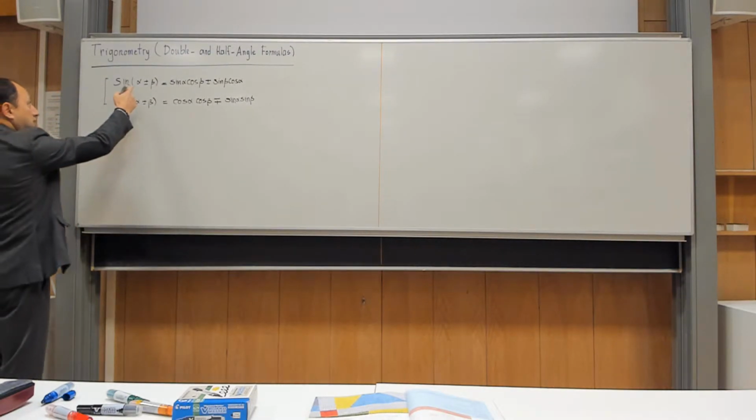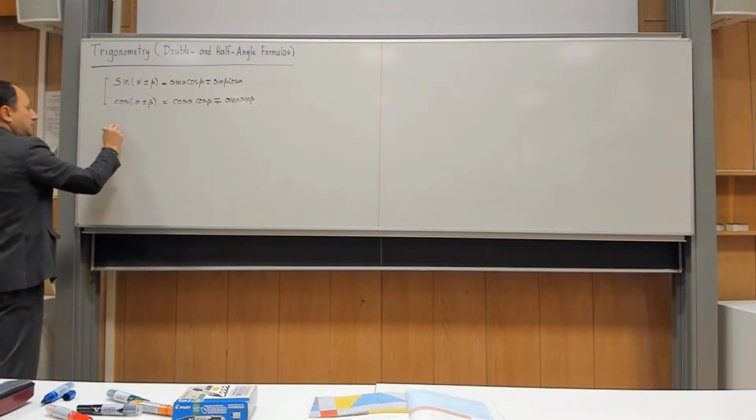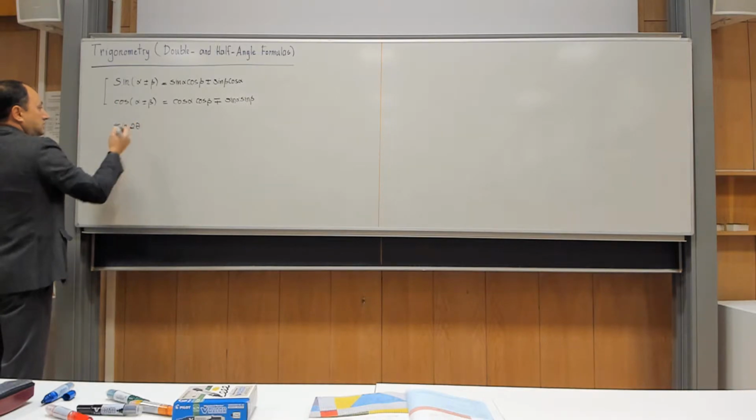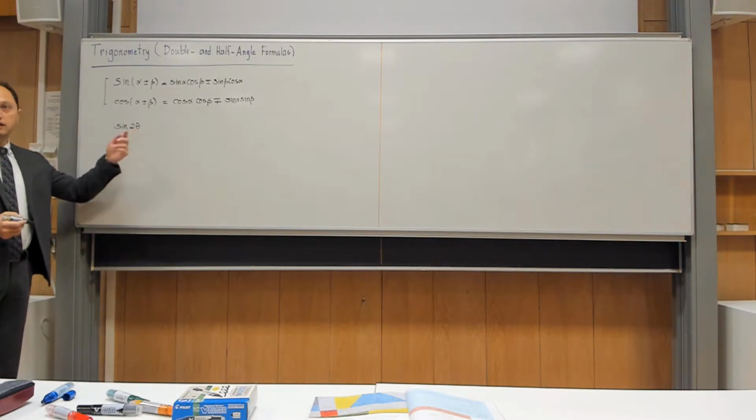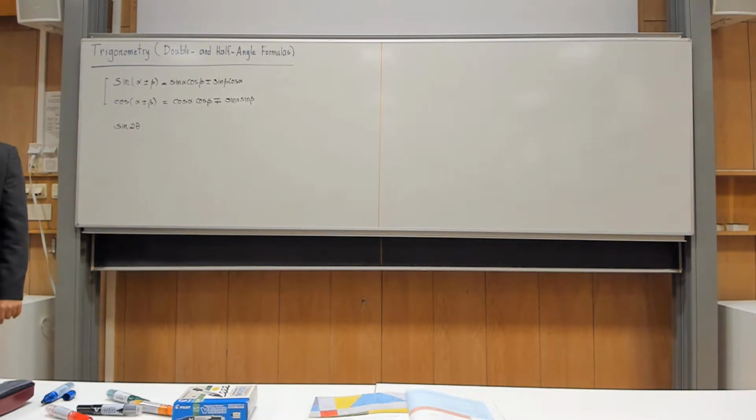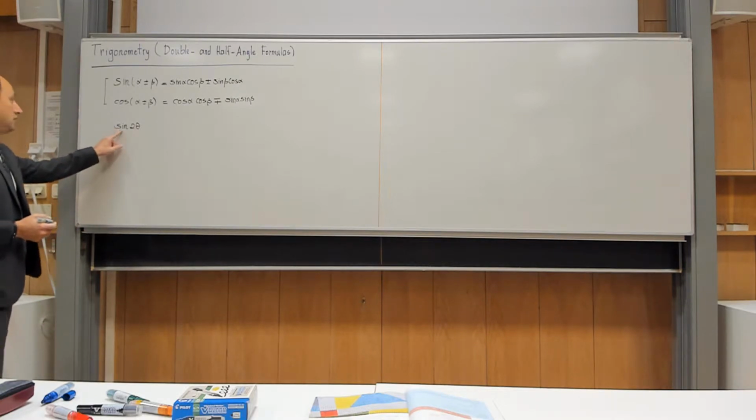For the first one, a natural question is: can I write sine of 2 theta? Do I have any formula? This is called the double angle formula in the book, and the reason is clear. You have an angle, you double it, and then you want to take the sine of that angle. Is there any formula for that?